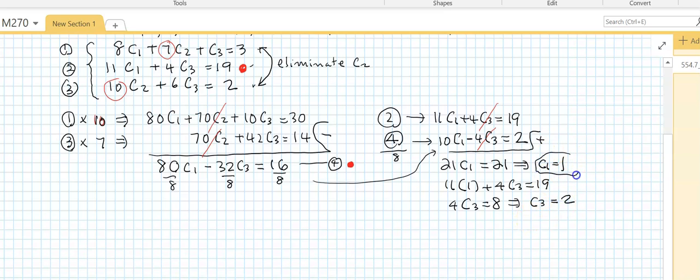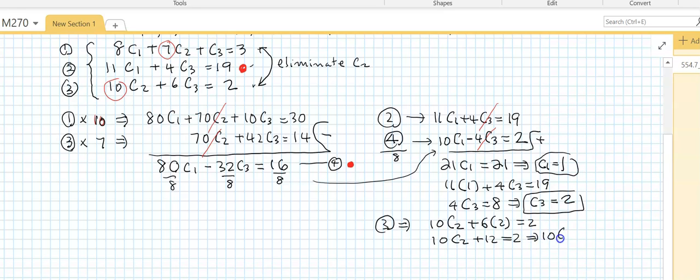Now, I have C1, I have C3. All I need to do is get C2. So where to get C2? I go anywhere where the C2 is. Now, from equation 3, 10 times C2 plus 6 times C3, which is 2, is 2. So 10C2 plus 12 is 2. That makes 10C2 equal negative 10. That makes C2 equal to negative 1.